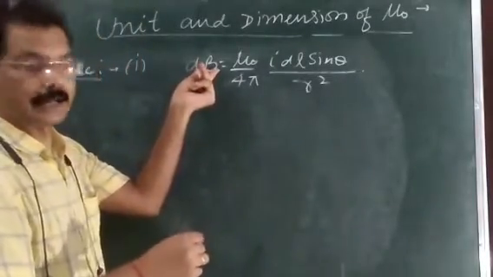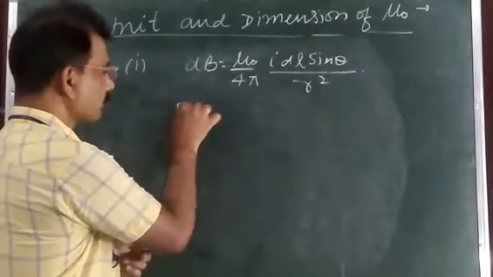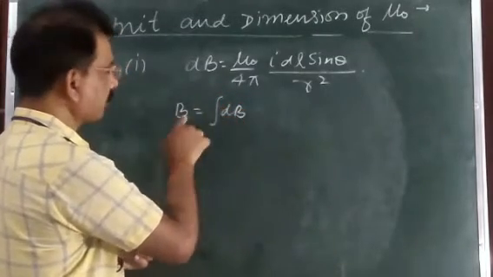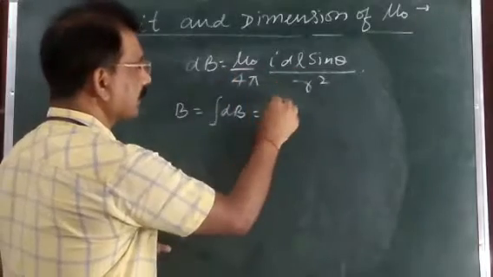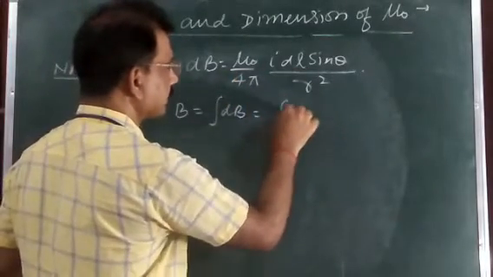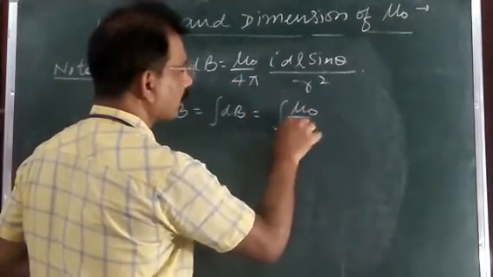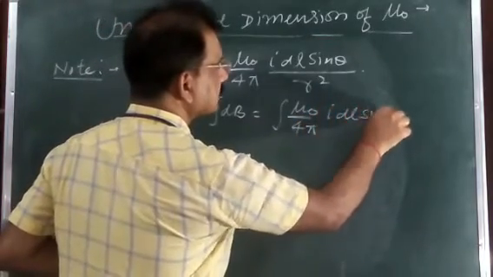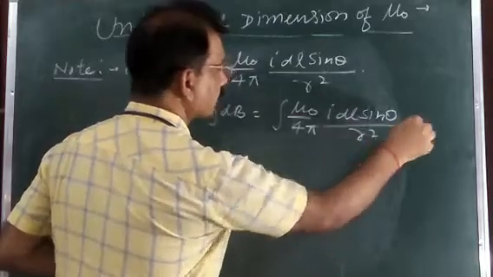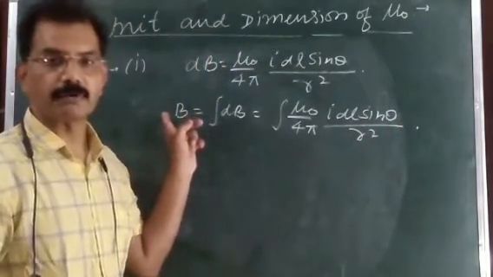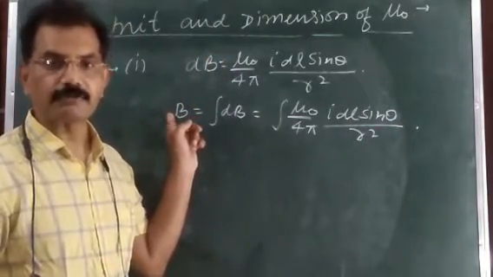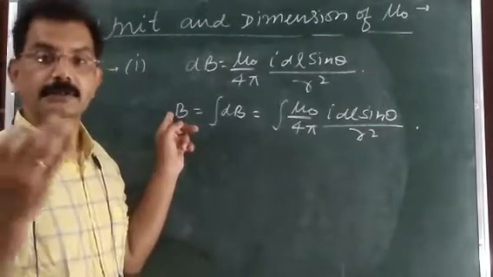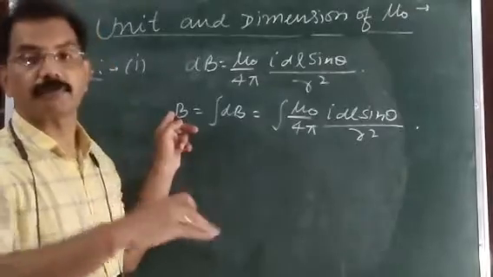We will integrate this one. So B is equal to the integration of dB. Integration of dB is what here? B. And when you integrate it, you will get the integration of mu naught upon 4 pi I dl sin theta upon r square. So in this way you can find out the magnetic field due to a finite size current carrying conductor at any point P at distance r from the conductor.